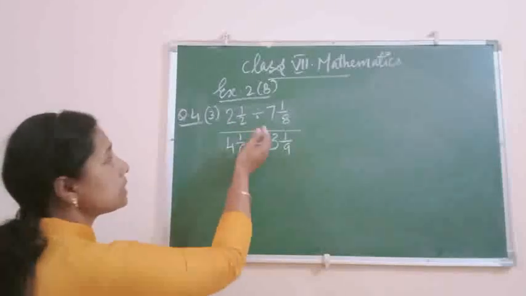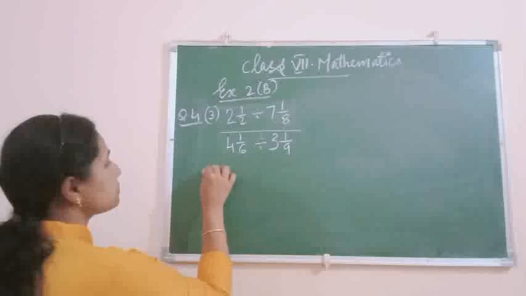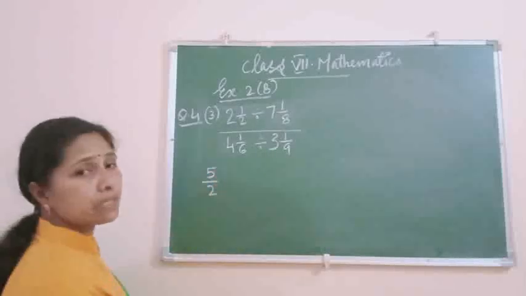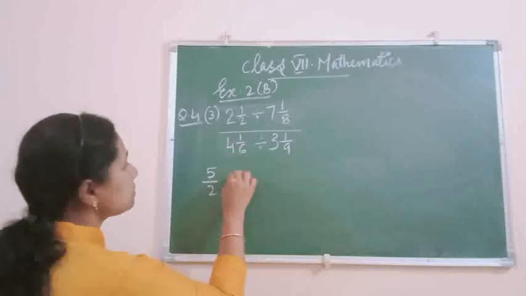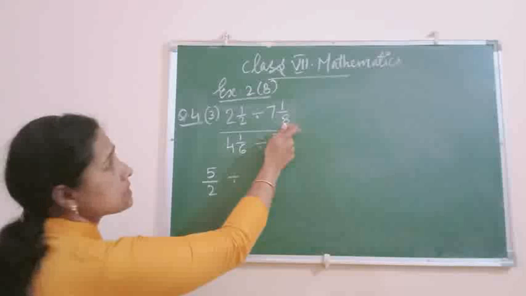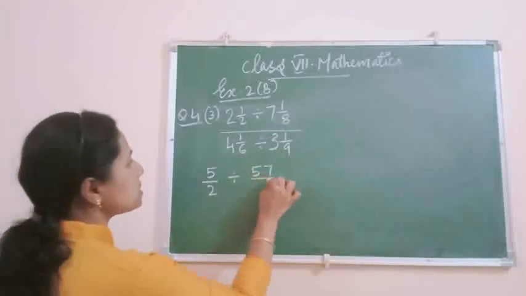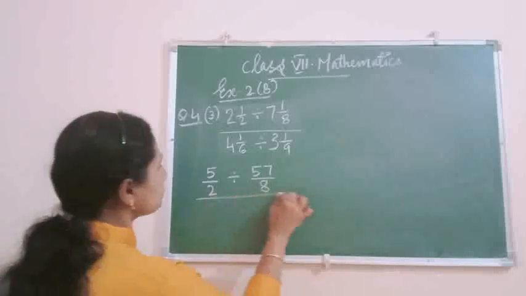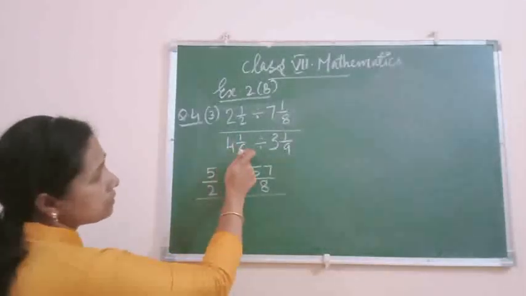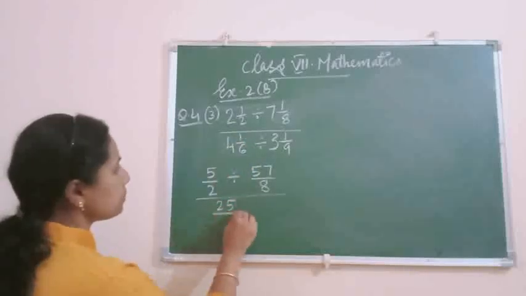First one, 2 1 by 2. 2 into 2 is 4, 4 plus 1 is 5. So the first improper fraction is 5 upon 2. That we write with a division sign. And now this one, 7 into 8 is 56, 56 plus 1 is 57 by 8. Upon here, 4 1 by 6: 4 into 6 is 24, 24 plus 1 is 25. It is 25 upon 6.